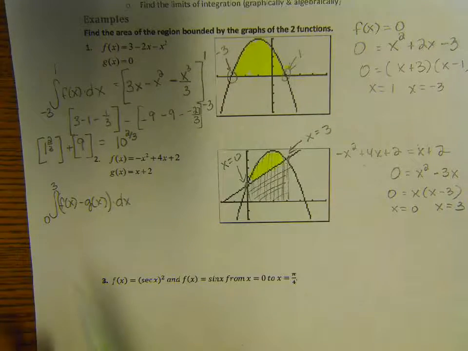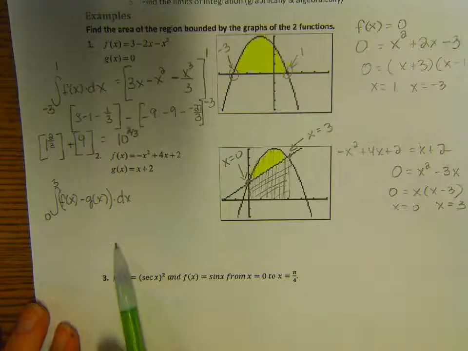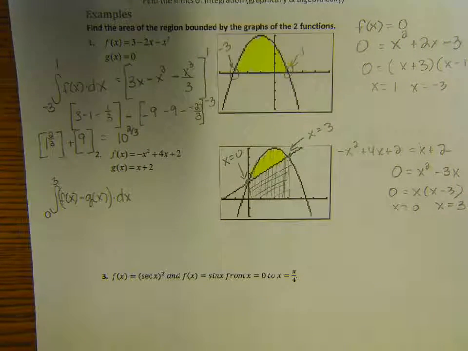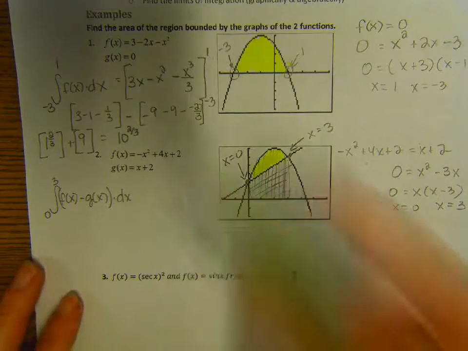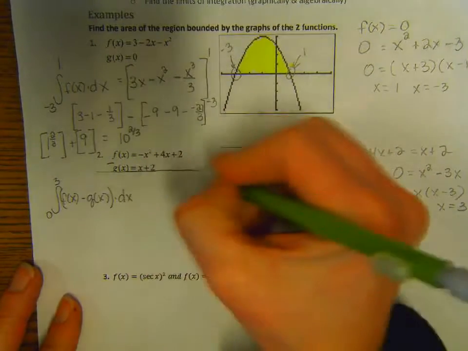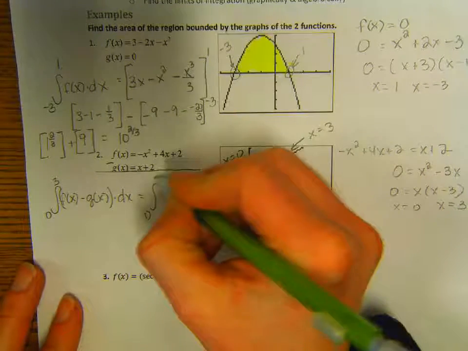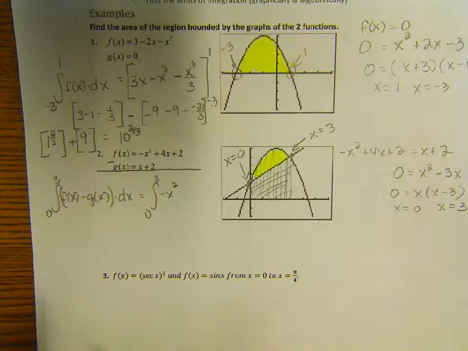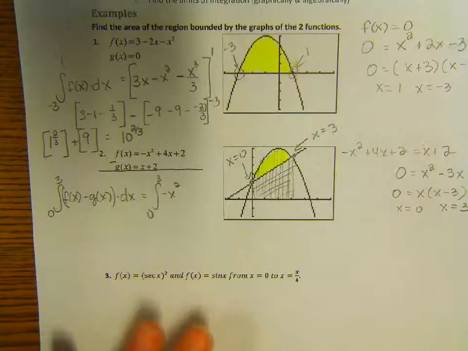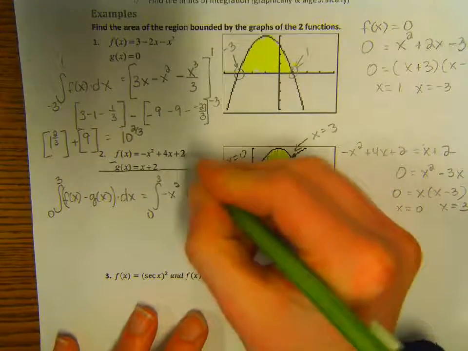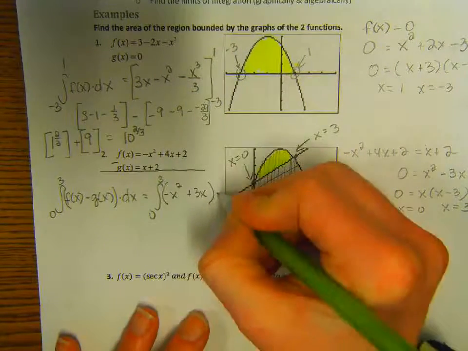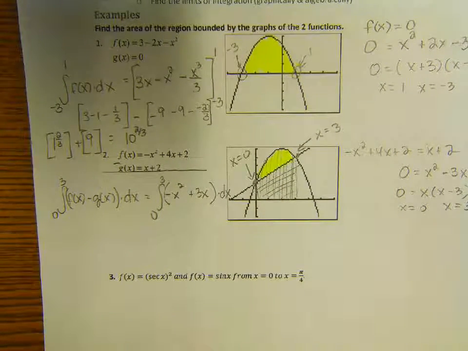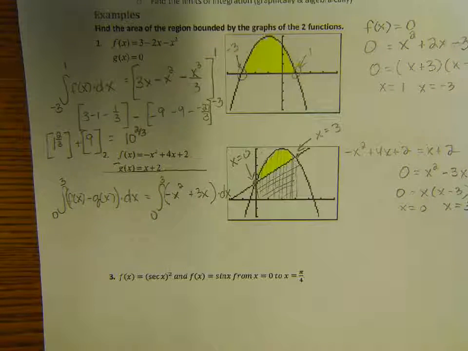To me, instead of trying to integrate that and then trying to integrate that and plug in the numbers and subtracting them, if we subtracted these two functions first, we'd get a simpler function to work with. So what is f of x minus g of x? Well, negative x squared minus nothing, negative x squared. 4x minus 1x is 3x. 2 minus 2 is 0. Okay.